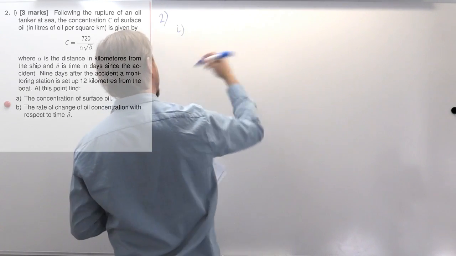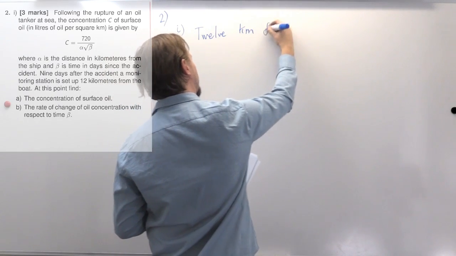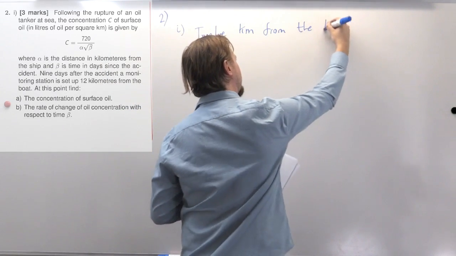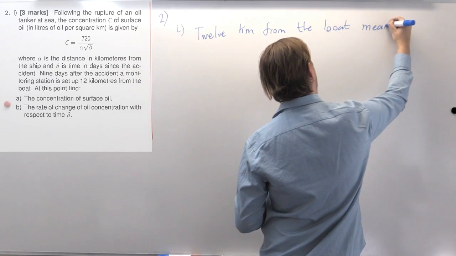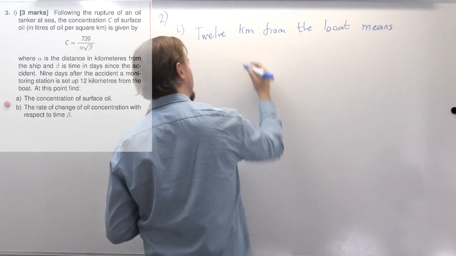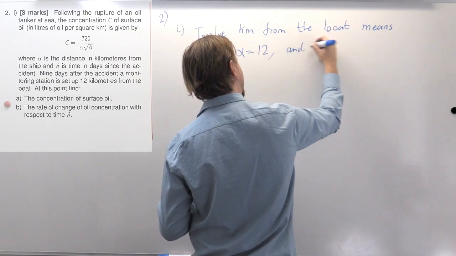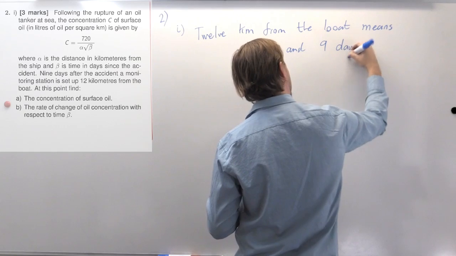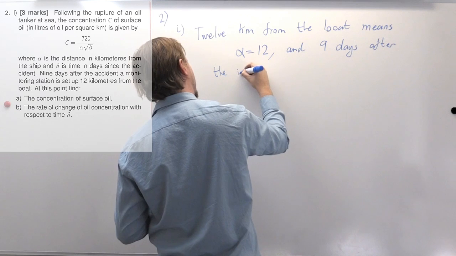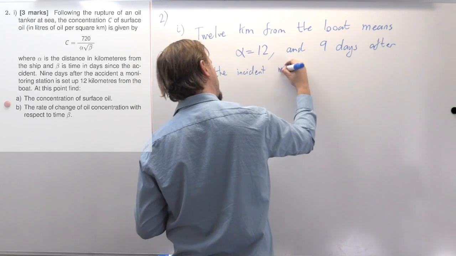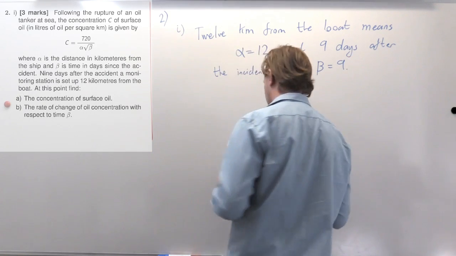So let's just translate what the question is saying. 12 kilometers from the boat: well, alpha is measured in kilometers, so alpha is equal to 12, and 9 days after the incident means beta is equal to 9.